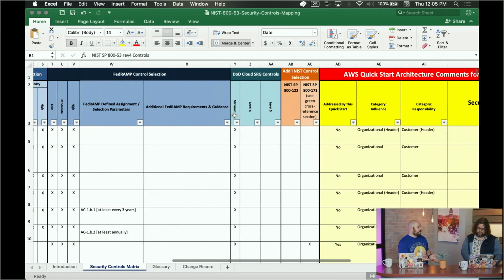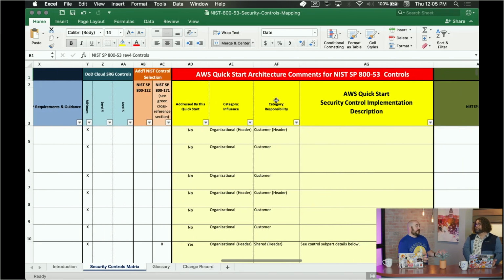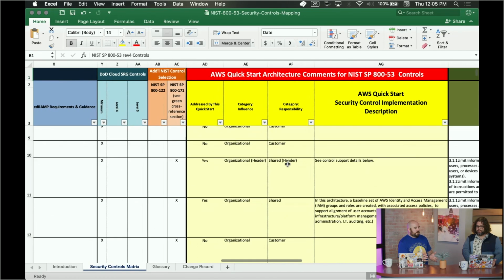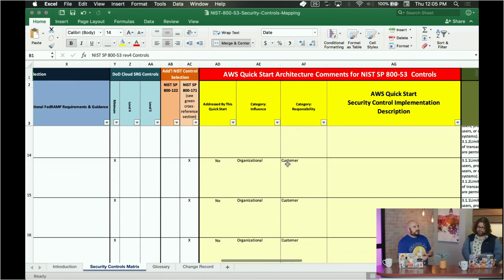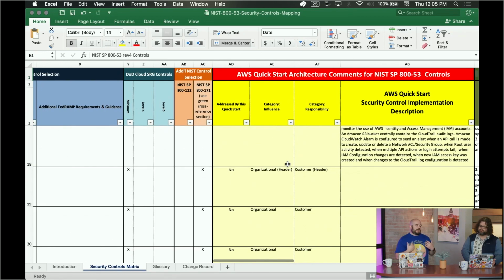This marks the inheritance piece, and inheritance is a big word. It is a big word. Inheritance is what you can gain and leverage when you're going through your authorization process. It becomes an artifact that you say whether or not that control applies to you, and whether or not the control is met by the AWS underlying service, or whether you have to perform some other function.